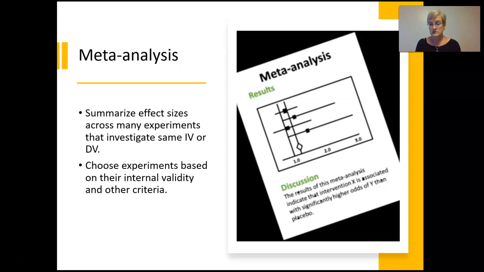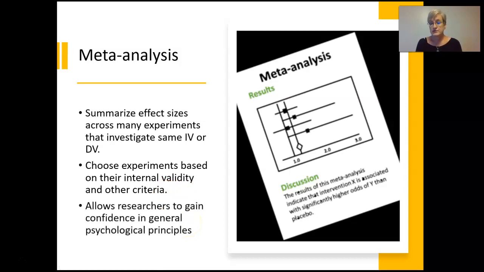You may have other exclusion criteria that have to do with exactly how manipulations were done, how dependent variables were measured, and so on. And what this allows researchers to do is to get a big picture view of, if we take all of this research and put it on a level playing field, what do the combined results tell us about the connection between our IVs and DVs in a particular research area?